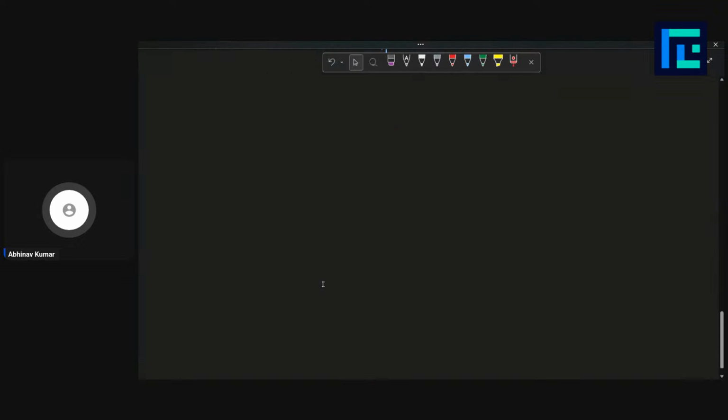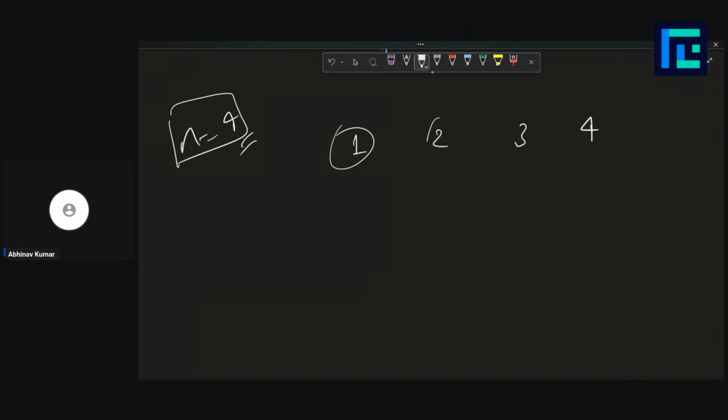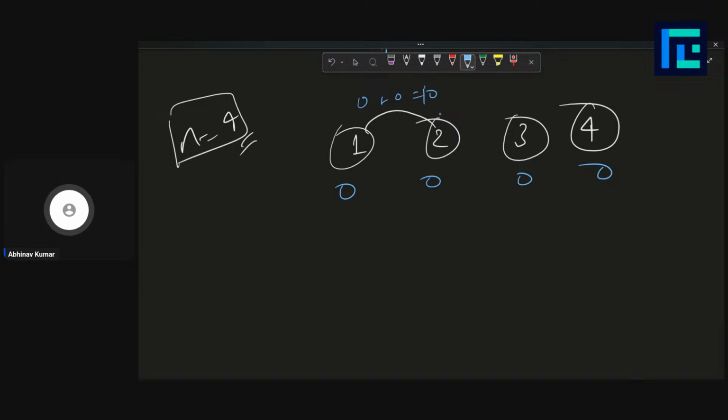Okay, let's see what happens for n equal to 4. For n equal to 4, we have 4 people. Initially all of them have a skill level of 0. Let's say any 2 of them fight together. With this fight, 0 plus 0, you get 0 entertainment points. And let's say one of them gets defeated. So now this one would have a skill level of 1, as 2 gets defeated.